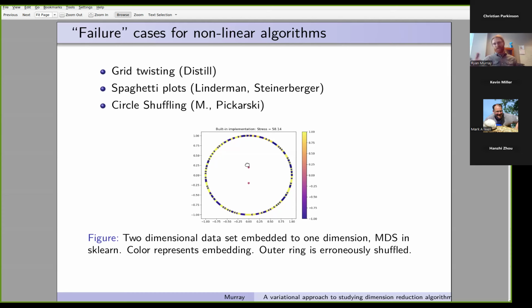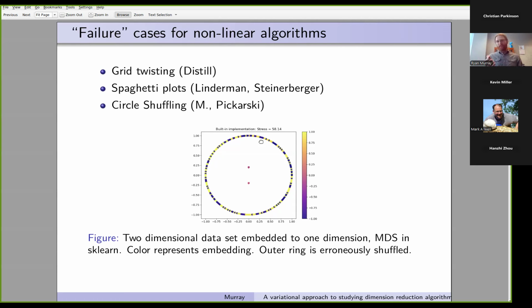So if we think of this color as that third dimension, the dimension it's being embedded into, the 2 clusters in the middle are being embedded to roughly -0.25 and 0.25 in this embedded space, which is consistent with their location in 2D. But then the points around the circle are essentially randomly shuffled, and half of them are mapped to +1 and half of them are mapped to -1.